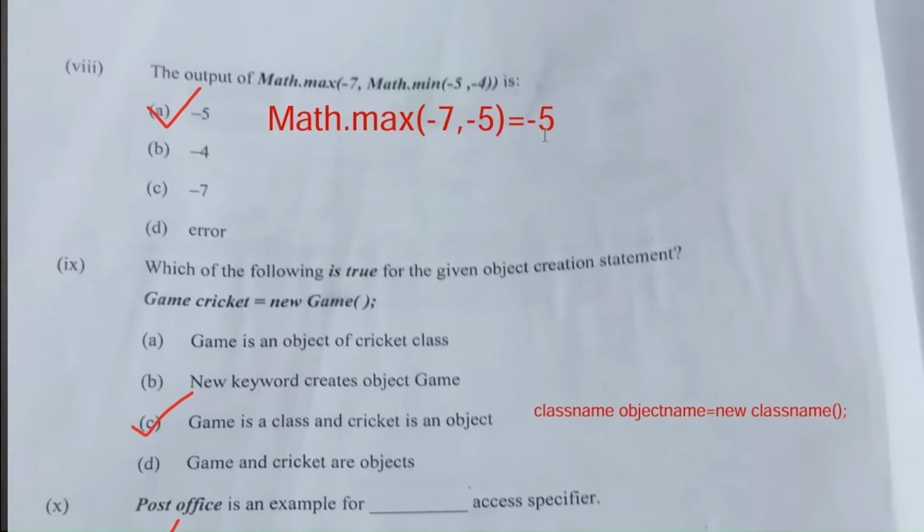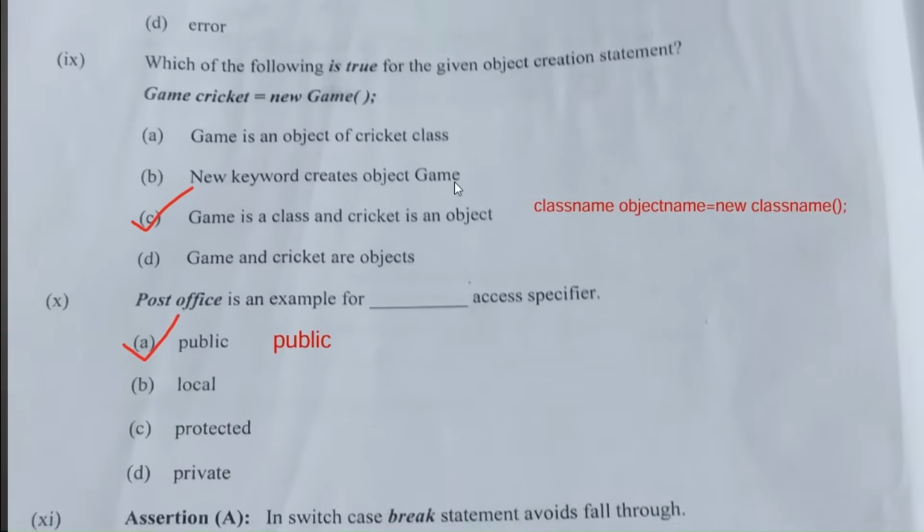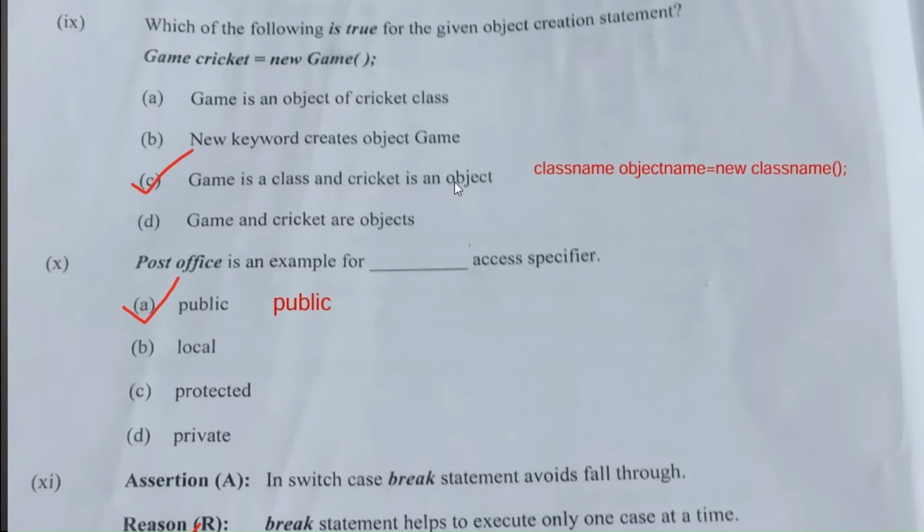Now, let's move to question 9. The given object creation statement is Game cricket = new Game(). The correct syntax for object creation in Java is ClassName objectName = new ClassName(). Here, Game is the class name and cricket is the object. So, the correct answer is option C.